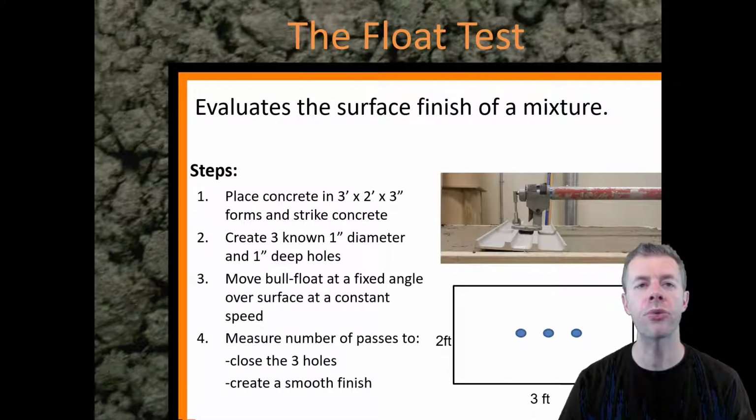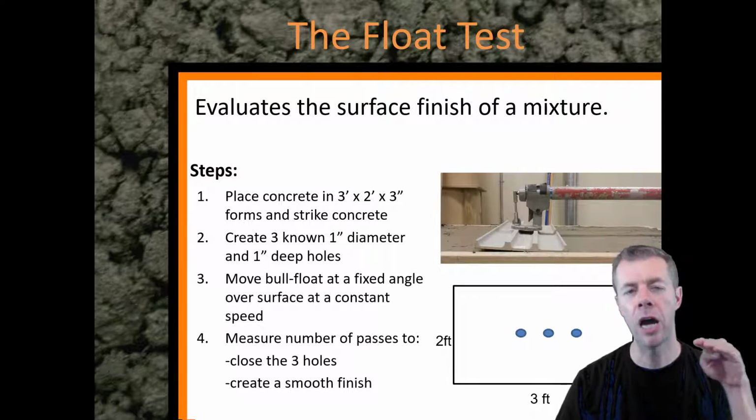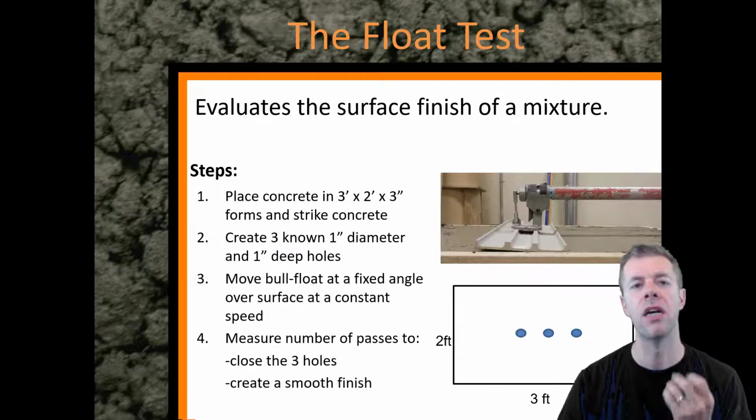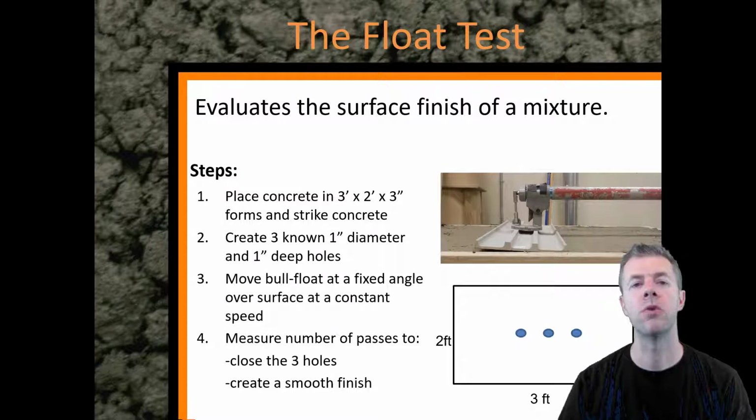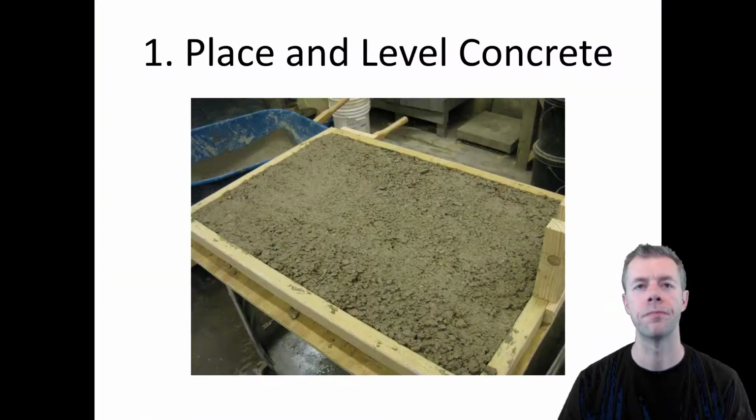Then we're going to create 3 known 1 inch diameter and 1 inch deep holes. Then we're going to move the bull float over the top at a fixed angle and a constant speed, and we're going to measure the number of passes. How many times back and forth does it take to close the 3 holes and to create a smooth finish? It might be kind of confusing. Let's see it in action.